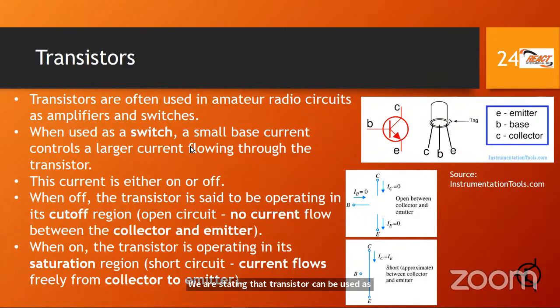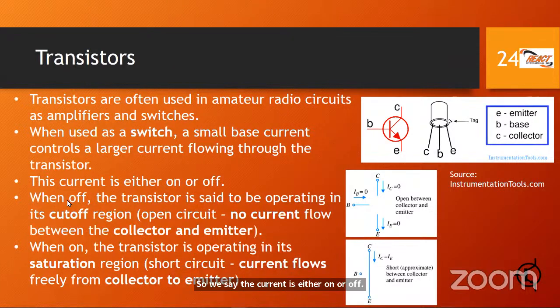And when it's used as a switch, we're saying that a small current applied to the base will control a larger current that goes through the transistor from the collector to the emitter, right? So that is what this is saying. Again, this is not really on this exam, but we're setting the context and reminding ourselves what a transistor is about and what we can use it for. Therefore, when it's used as a switch, the current is either flowing or it is not flowing. So we say the current is either on or off.